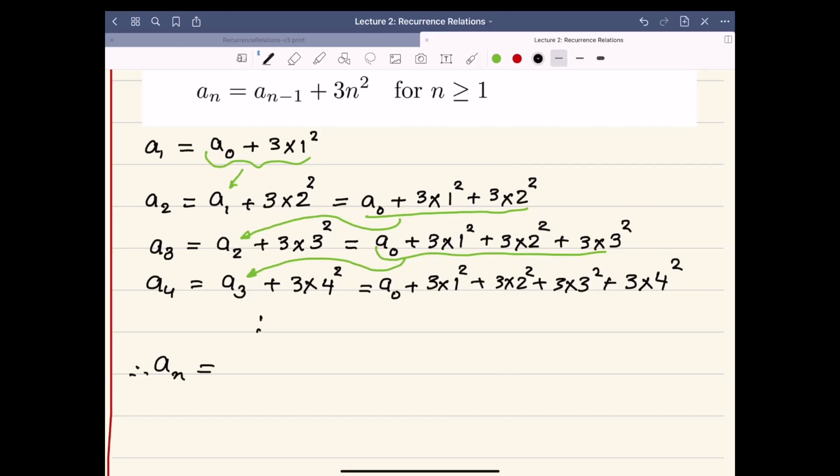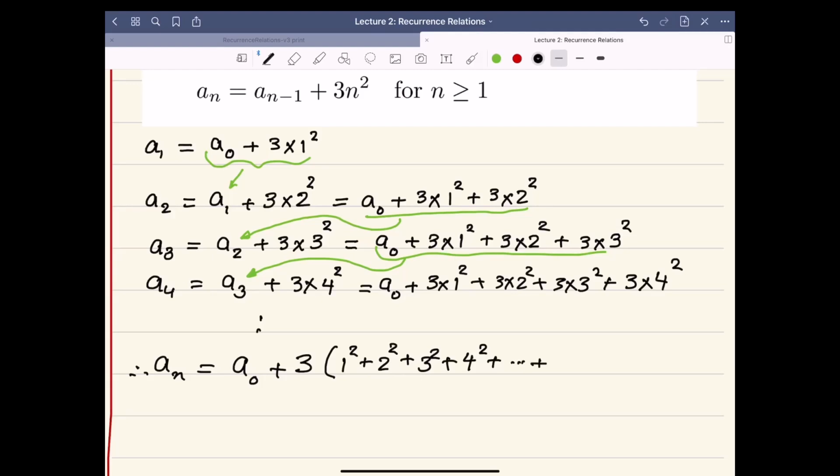See, it starts with a0. For a4, it starts with a0. a3 starts with a0. a2, so for a_n also will start from a0. Now for the remaining terms, this is a summation. But if you notice inside, we have a 3. So a 3 is common, so we will take a 3 outside. And inside, we will end up with 1 square, 2 square, 3 square, 4 square.